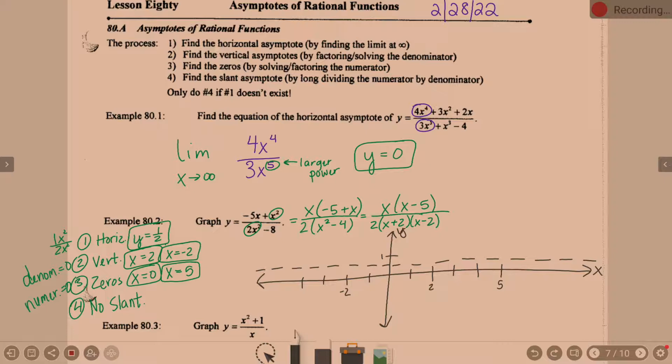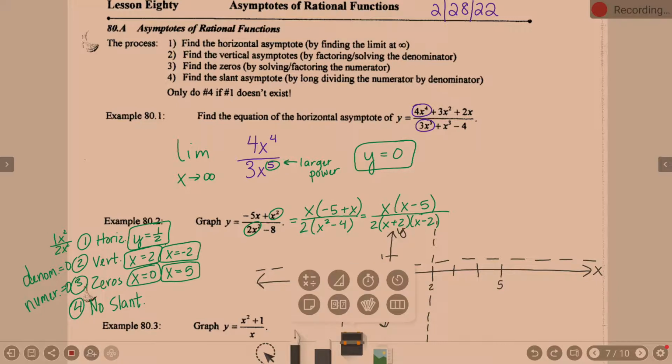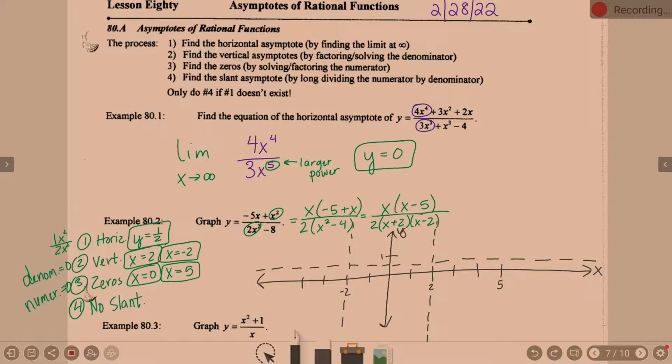Vertical asymptotes at 2 and negative 2. Zeros at 0 and 5. I like to put points so that I can remember to hit those pieces.